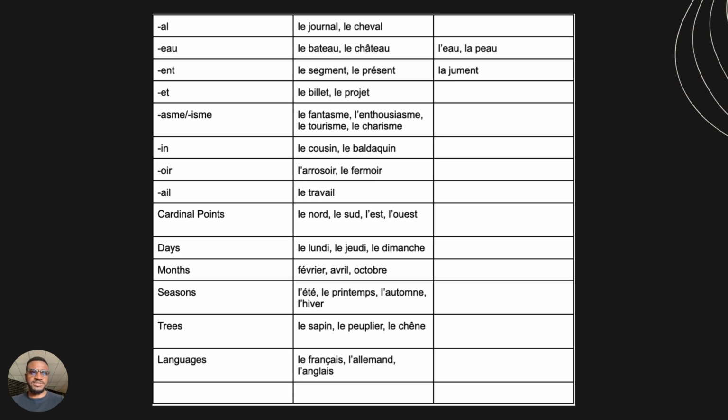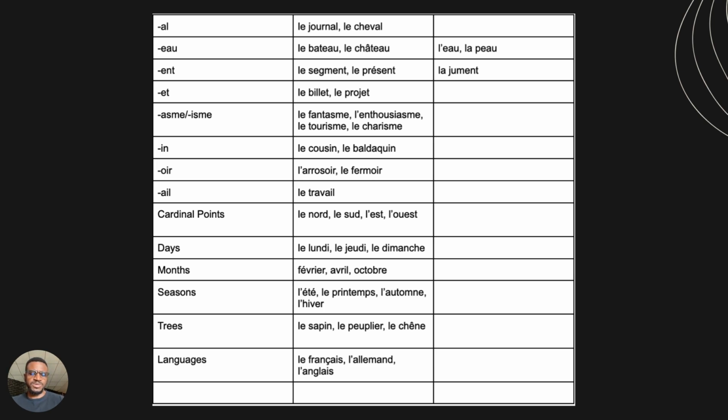Then you go to the ones that end in IN: le cousin, le baldaquin. And then OIR: l'arsoir, le fumoir. And then AIL: le travail. And then cardinal points, all of them, they are masculine. We have le nord, le sud, l'est, l'ouest. All of those ones, masculine.